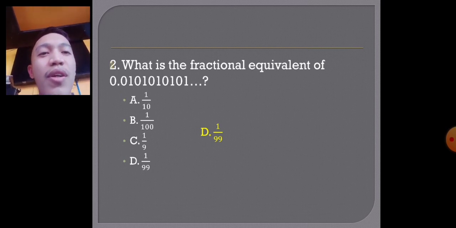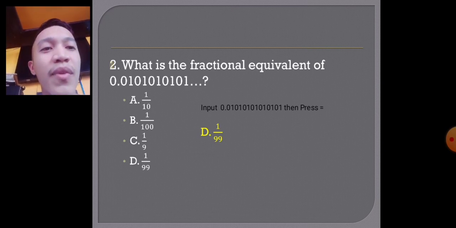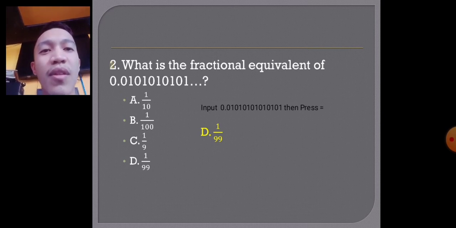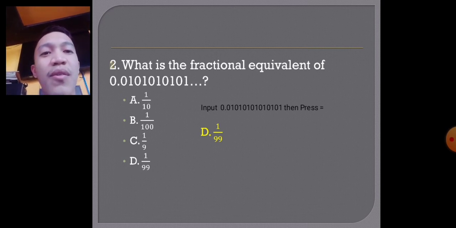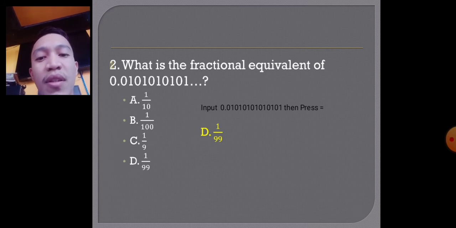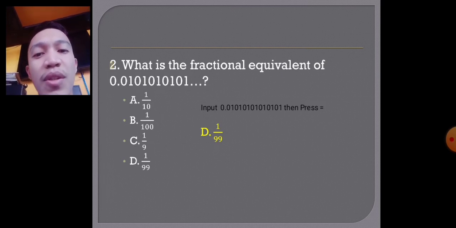So how are we going to do that? We input the given to our calculator, then we press the equal sign. We will have the fractional value of it, or you can also input all the choices. For example, letter A, 1/10, that's 0.1. For B, 1 divided by 100, that's 0.01. For C, we have 1 divided by 9, 0.111, and for D, we have 1 divided by 99, that's 0.010101, and so on and so forth.